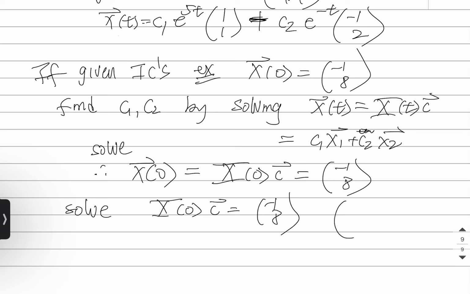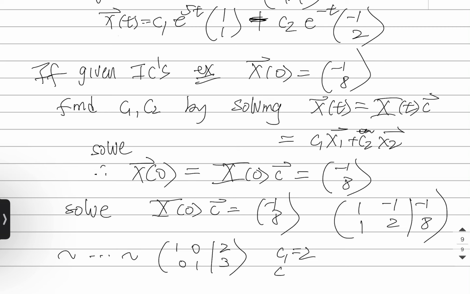And if we were to put in those fundamental solutions, we'd have 1, 1, negative 1 and 2, negative 1, 8. If we do the row reduction, we will find 1, 0, 0, 1, 2, and 3. So C1 would be 2, C2 would be 3, and the unique solution would be 2 e to the 5t times 1, 1 plus 3 e to the negative t times negative 1, 2.